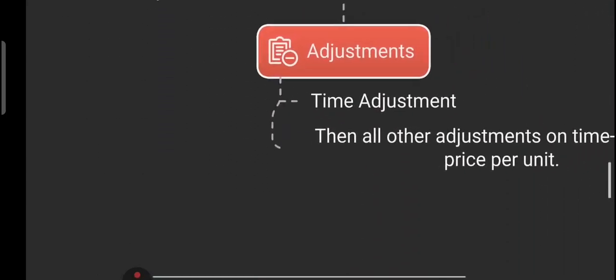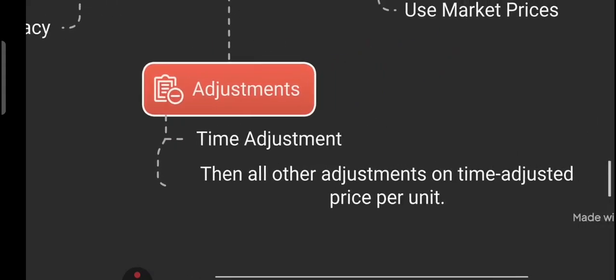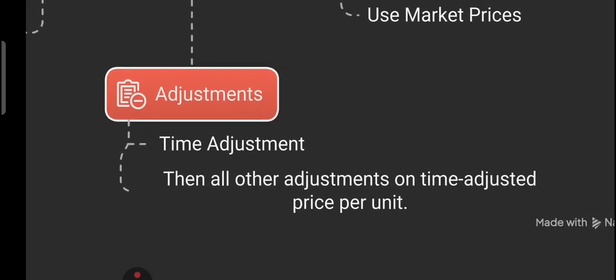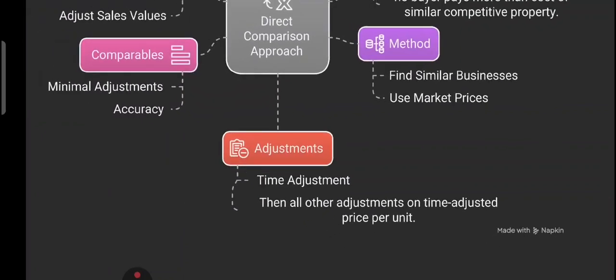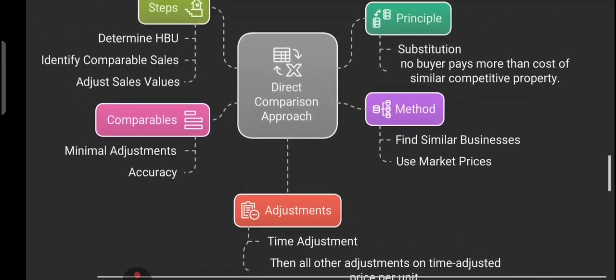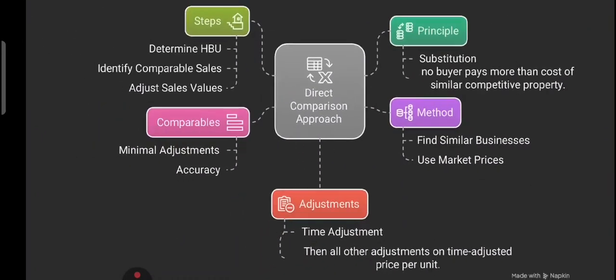And if you talk about the adjustment, what is the adjustment? First, perform a time adjustment, meaning aligning the old sale to the current value. Then apply any other necessary adjustment, but always adjust on a per unit basis. So the direct comparison approach reminds us that real world comparison, when done carefully, creates the clearest path to the true value.